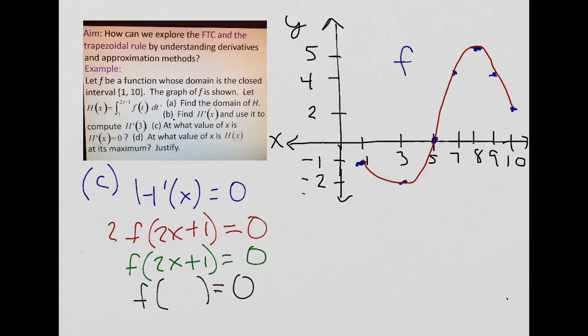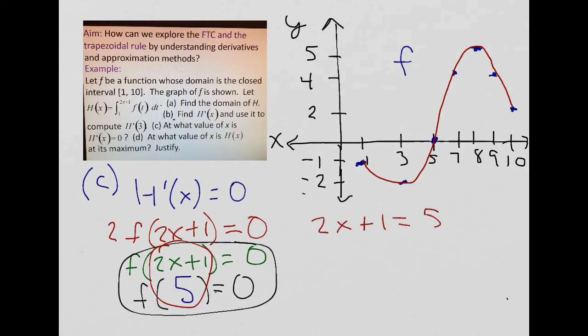If we look at our graph, the only place where our answer is 0 is when x or t or u is 5. So what we're going to do, if you look at this, is set 2x plus 1 equal to 5. And we solve. Well, I don't need that step. You should see x would be 2. So that's our answer. What value of x would h prime of x equal 0? It's when x would equal 2.